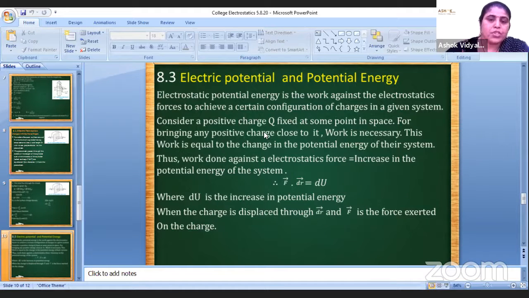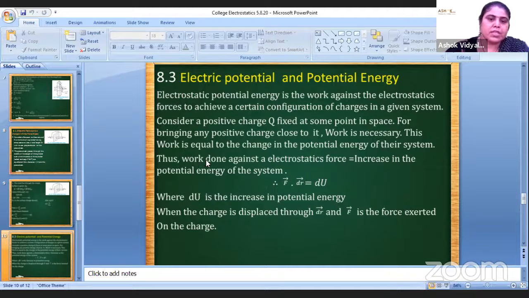Now consider a positive charge Q fixed at some point in space. For bringing any positive charge close to it, we have to do some work, and that work is equal to the change in the potential energy. That means we are changing the initial position, so there is a change in the potential energy of the system. Thus, the work done against the electrostatic force is equal to the increase in the potential energy of the system.